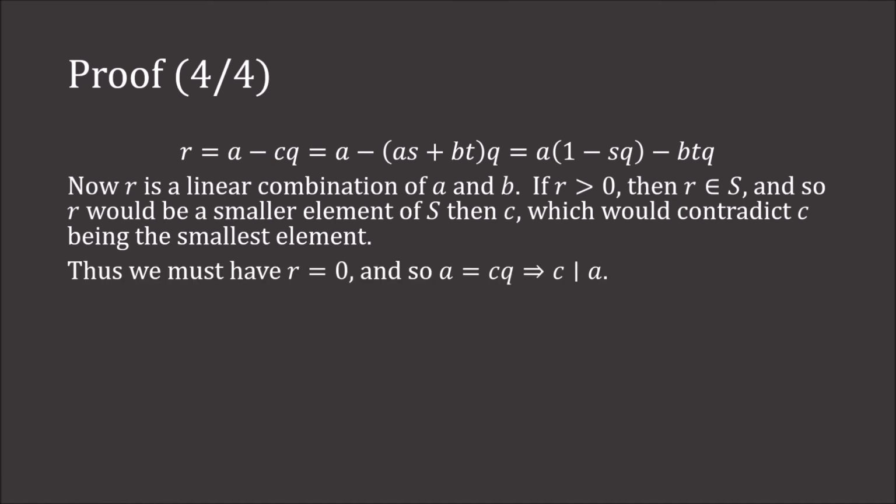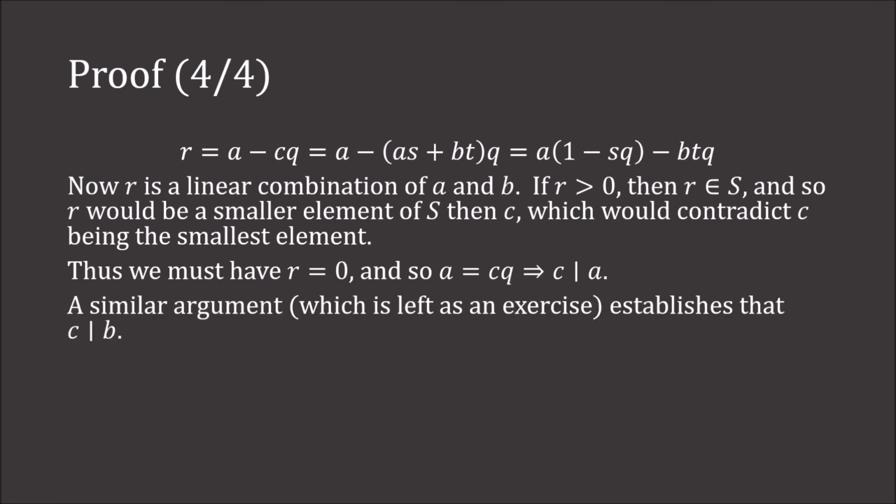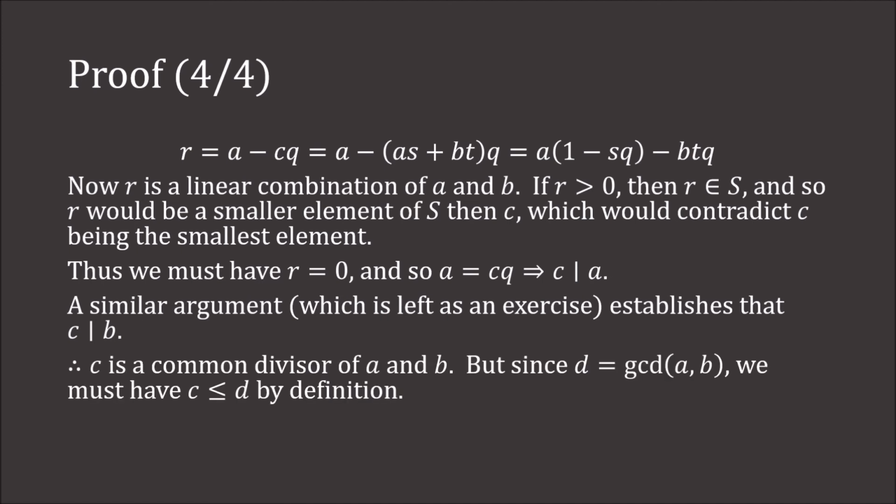Thus, we must have r equaling 0, and so A is equal to CQ, which means that C divides A. A similar argument, which is left as an exercise, establishes that C also divides B. Hence, C is a common divisor of A and B, but since D is the GCD of A and B, we must have, by definition, C less than or equal to D. And that completes the proof.